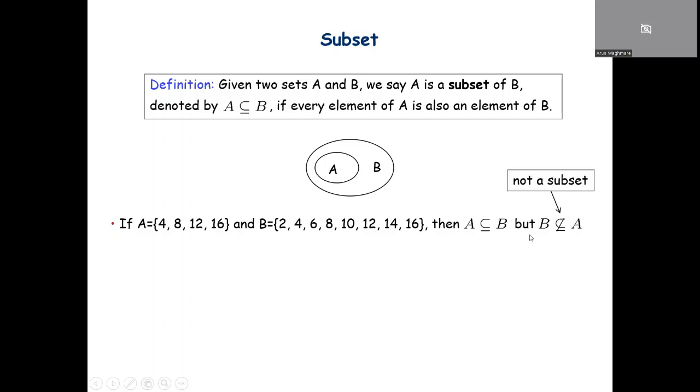But B is not a subset of A, right? Because not all the elements of B belong to A. So there is 2, 6, 10, right? These elements do not belong to A. So B is not a subset of A, but A is a subset of B.